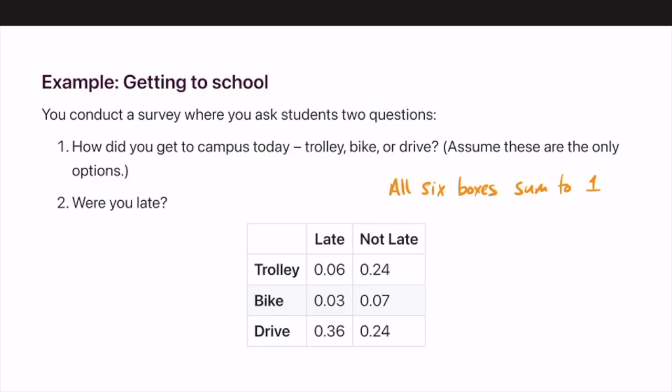And the next important thing to think about is how do we express each of these? Because taking the trolley, taking the bike, or driving is sort of a part of our sample space. And then whether you are late or not late is sort of an outcome of being in one of those parts of the probability space. So what do I mean by that? Well, the value right here is 0.24.